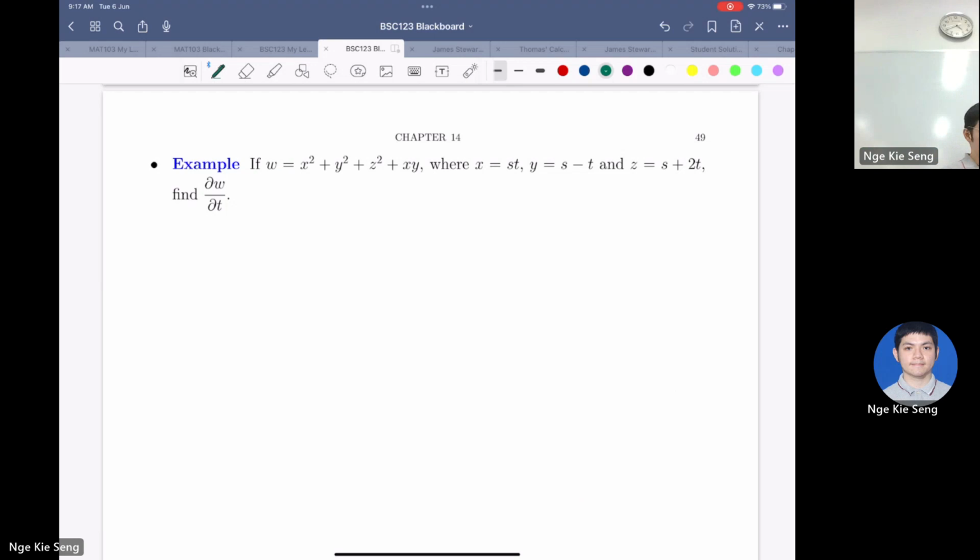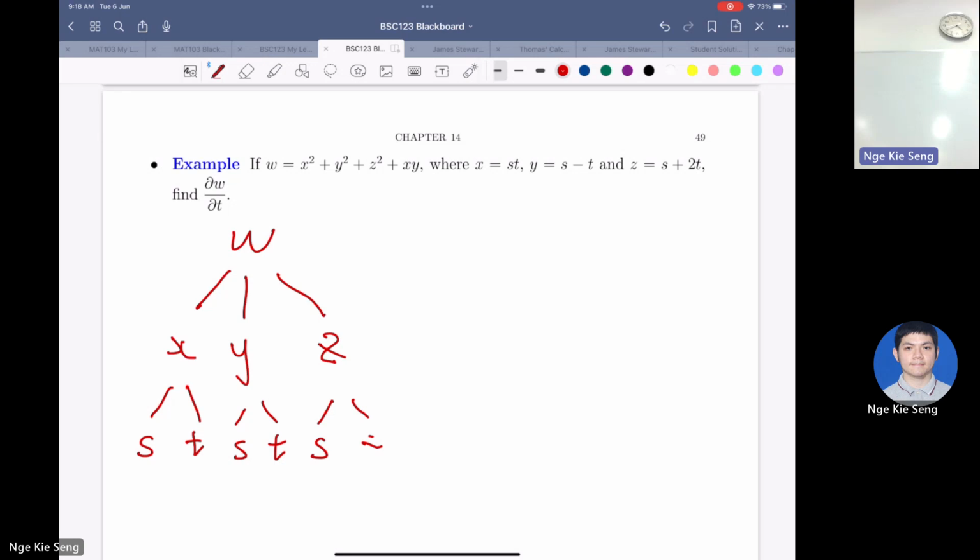Okay, next. How about this example here? W equals x squared plus y squared plus z squared plus xy, where x equals st, y equals s minus t, z equals s plus 2t. So this is a generalization of what we have just now. At first, how many variables do you have? Three. Okay, good. What are these three? X, y, and z. But you can parameterize your x, y, and z just using s and t, so that you can write everything in terms of two variables again.